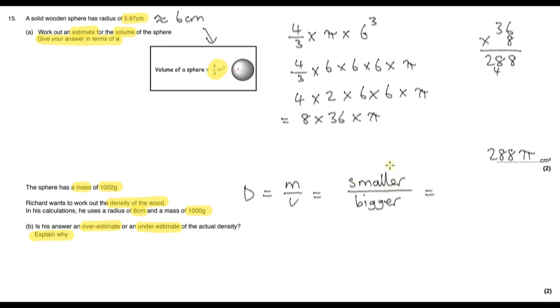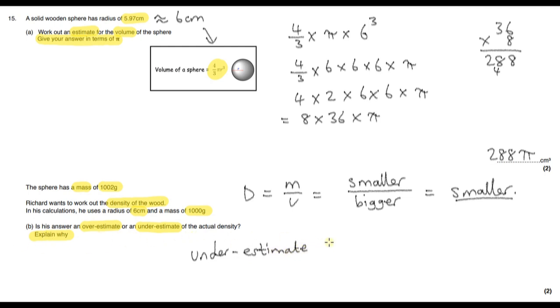Now, if we've got something that's small divided by something that's big, we're going to get a smaller answer compared to what the true value is. Richard's value is going to be smaller because the numerator is smaller and the denominator is bigger. That's going to give a smaller answer. So is he overestimating or underestimating? Well, he is definitely underestimating. So it is an underestimate.